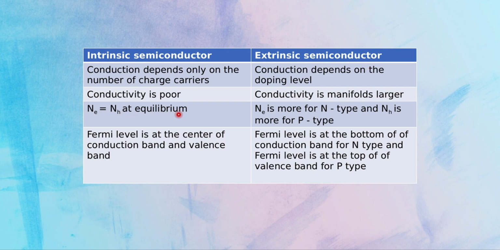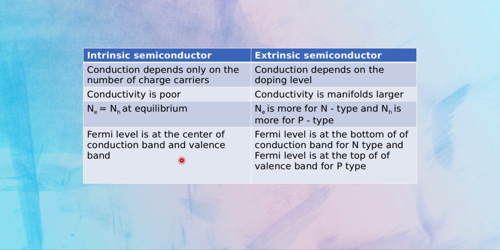And also, I can state that at equilibrium, for an intrinsic semiconductor, the hole concentration and the electron concentration are almost equal because I'm not adding in or taking out anything from the atom. But in an extrinsic semiconductor, that's not the case. The electron concentration is more for an n-type semiconductor and the hole concentration is more for a p-type semiconductor.